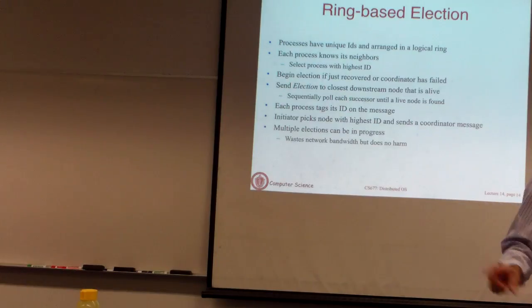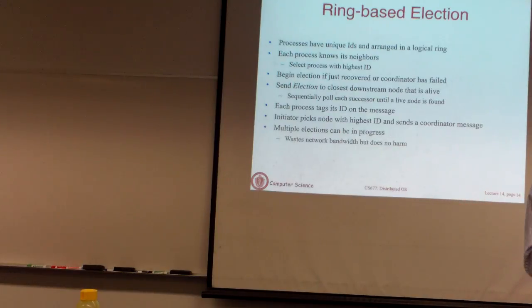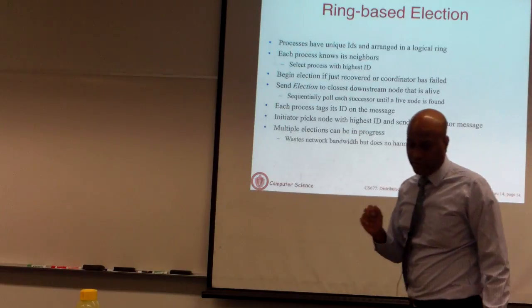So essentially the message will circulate through the ring, and when it comes back to the node that initiated the election, that message will have the list of all nodes that have stuck their IDs on their message, which are all the nodes that are alive. So you simply scan them and pick the one with the highest ID. And then that is the one that is going to win.